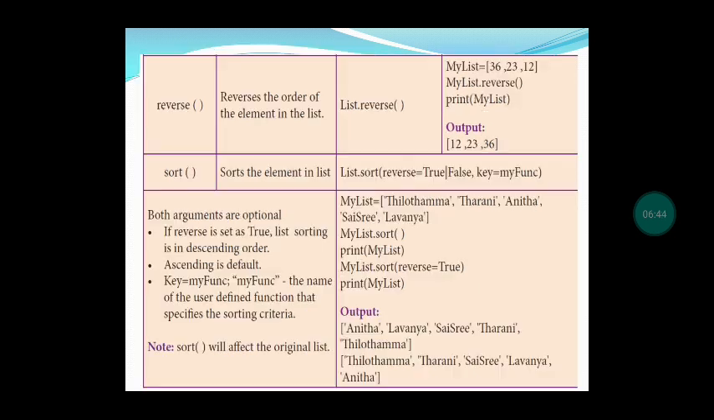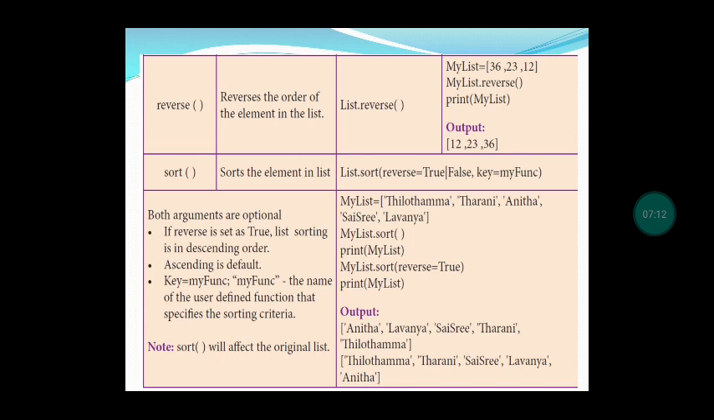Next function is the reverse function. This reverse function simply reverses the elements of the list. The syntax for the reverse function is list.reverse. See the example. My list equals 36, 23, 12. We are giving my_list.reverse. Immediately the list will be reversed. So we are getting the output as 12, 23 and 36.